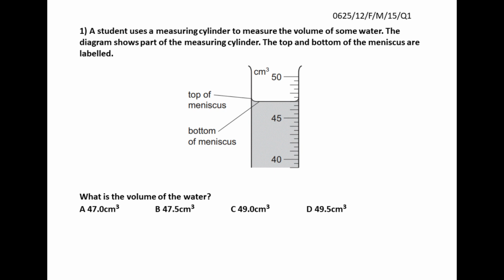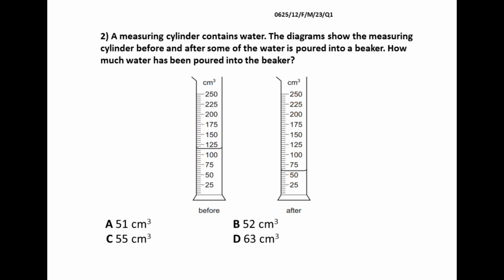Here, if you see the diagram, you can see the top of the meniscus and the bottom of the meniscus, and we all know that if the liquid is transparent, you have to measure only the bottom of the meniscus. So, here, the volume of the water is 47. Am I right? 45.5, 46, 46.5, 47. So, the volume of the water is 47. The option is A.